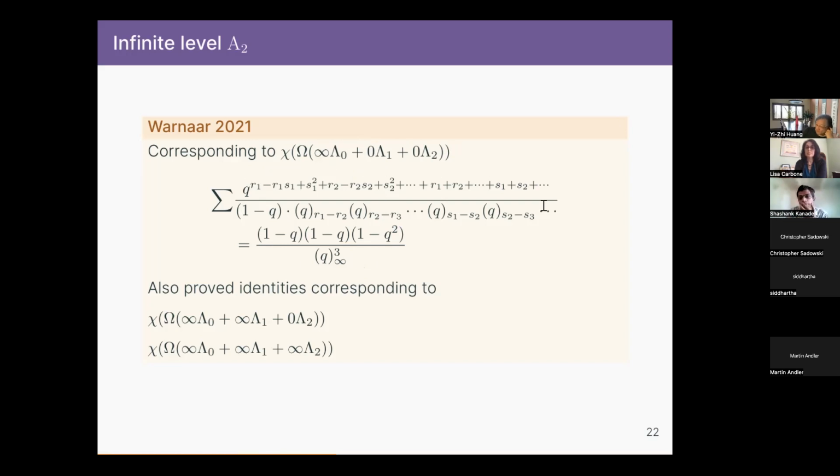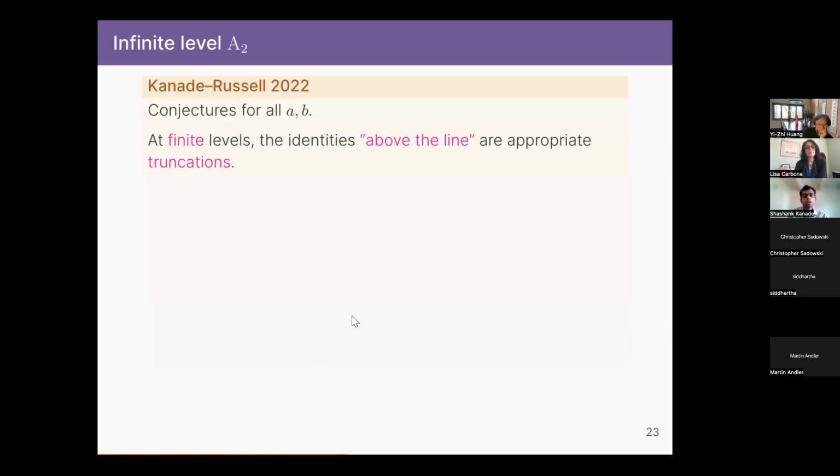So Warnaar had proved this identity in his recent paper, and he has effectively also proved the identity corresponding to other infinite limits, where you take everything to infinity or one of them to infinity and so on. So again, let me remind you that our conjectures above the line come from truncating this infinite level picture. So we have conjectures at infinite level for everything in the triangle.